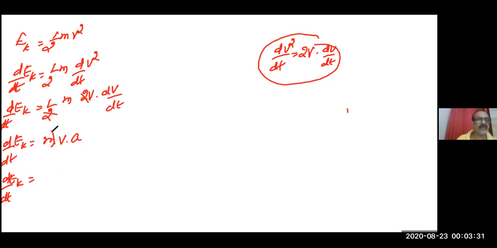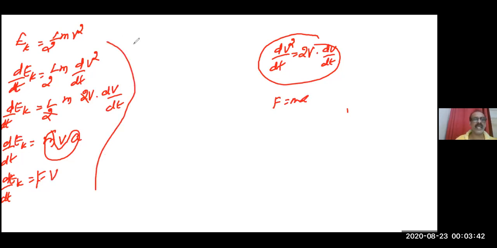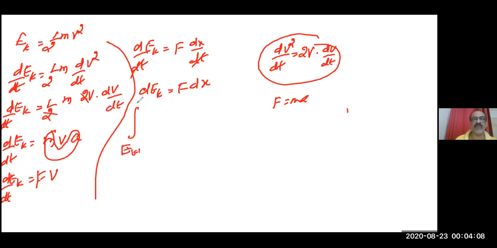Here m into a, force, because we have to prove f dx, right? f dx. So m into a is f. So this is v. Then again d by dt of EK is equal to f into v, and v is dx by dt. This dt, the differentials will cancel. Then dEK is equal to f dx. This is what we need. Now, if you integrate on both sides, dEK we are integrating from EK1 initial to final EK2.